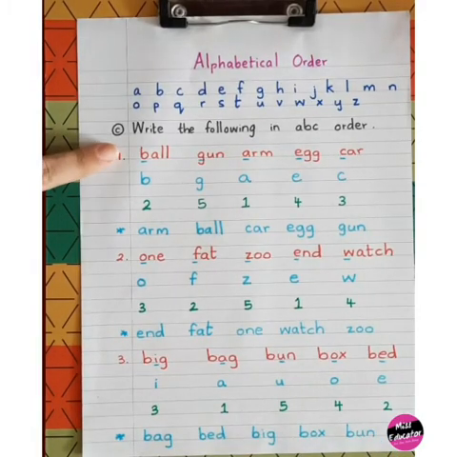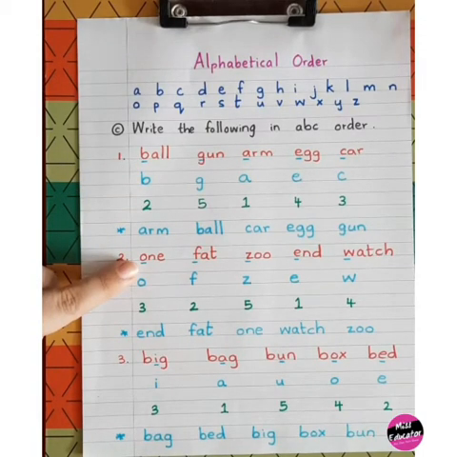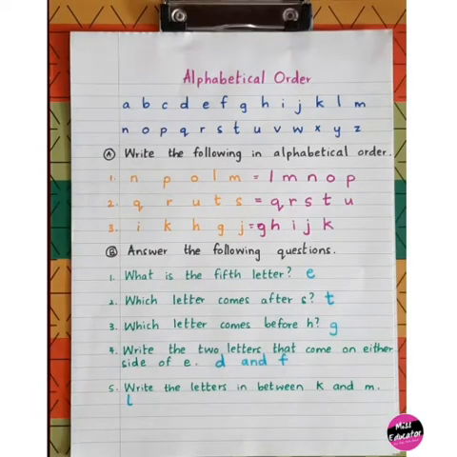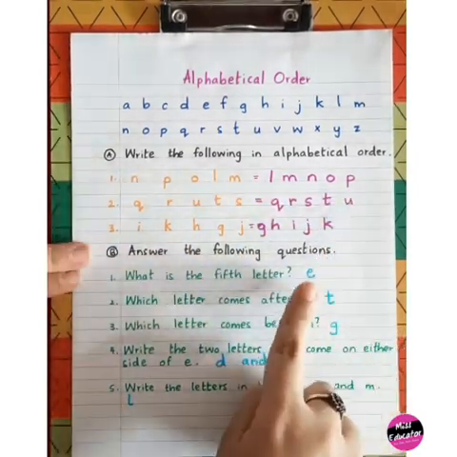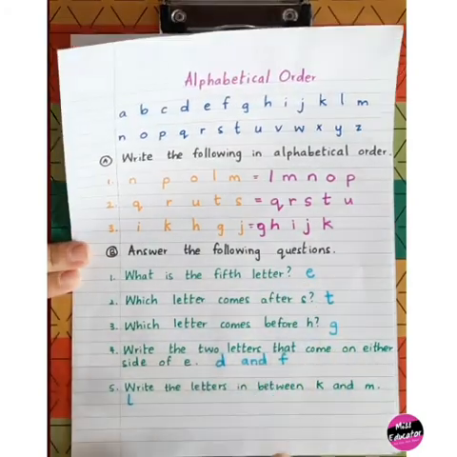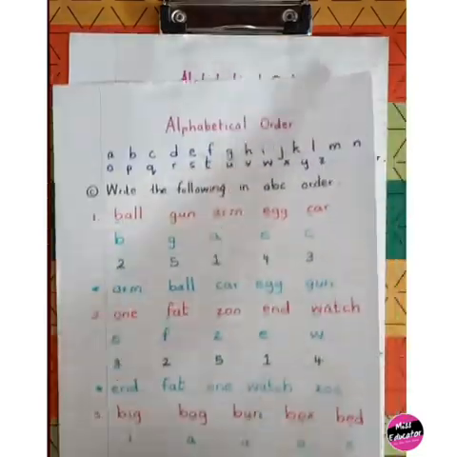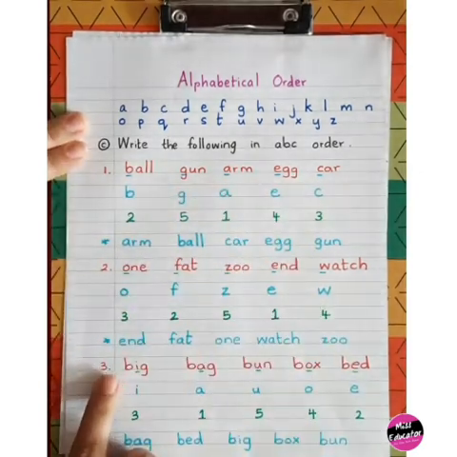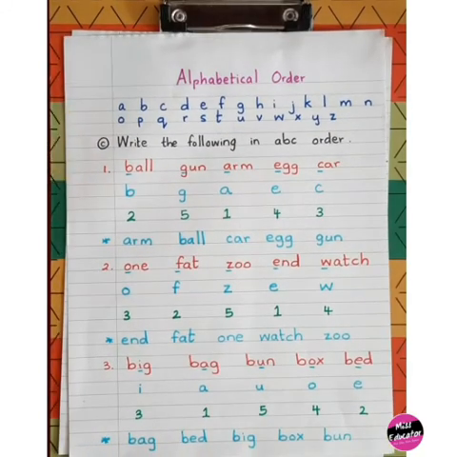So we saw how to arrange the words in alphabetical order by looking at the first letter and then looking at the second letter because the first letter is the same. In today's video, we saw how to arrange letters in its correct order and how to answer questions relating to alphabets. And then we also saw how to arrange words by looking at the first letter and then the second letter because the first letter is the same. Thank you for watching.